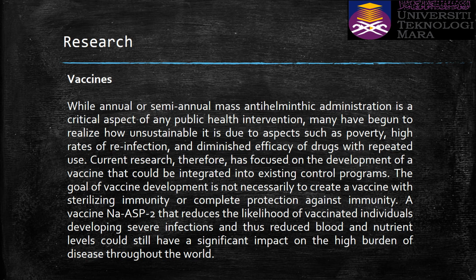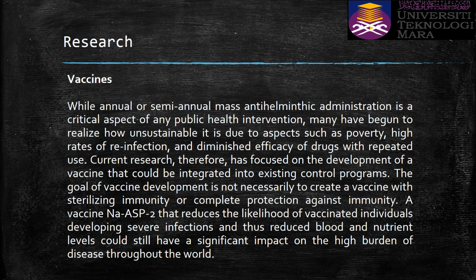While annual or semi-annual mass anti-helminthic administration is a critical aspect of any public health intervention, many have begun to realize how unsustainable it is due to aspects such as poverty, high rates of reinfection, and diminished efficacy of drugs with repeated use. Current research, therefore, has focused on the development of a vaccine that could be integrated into existing control programs.